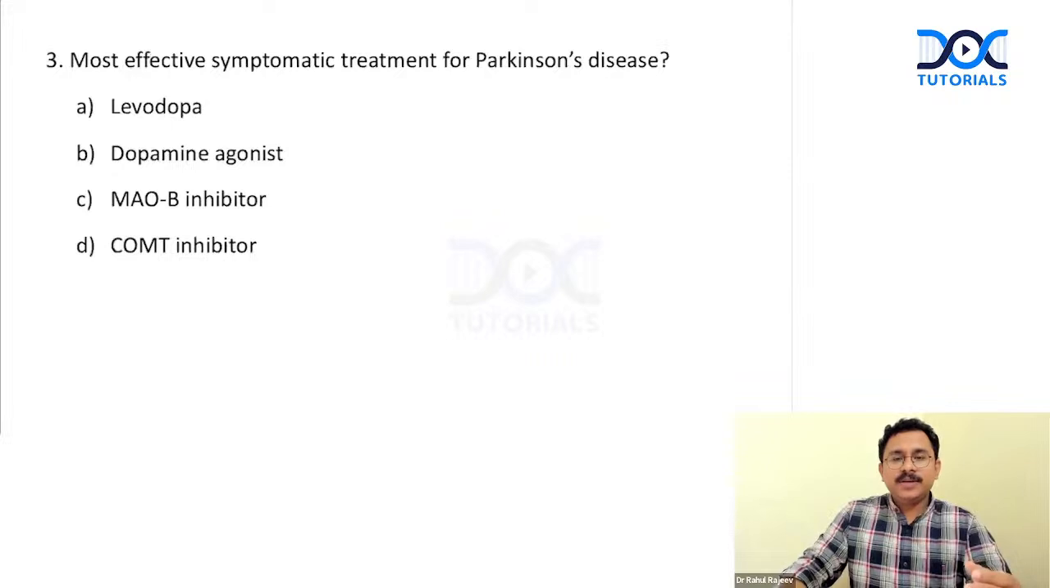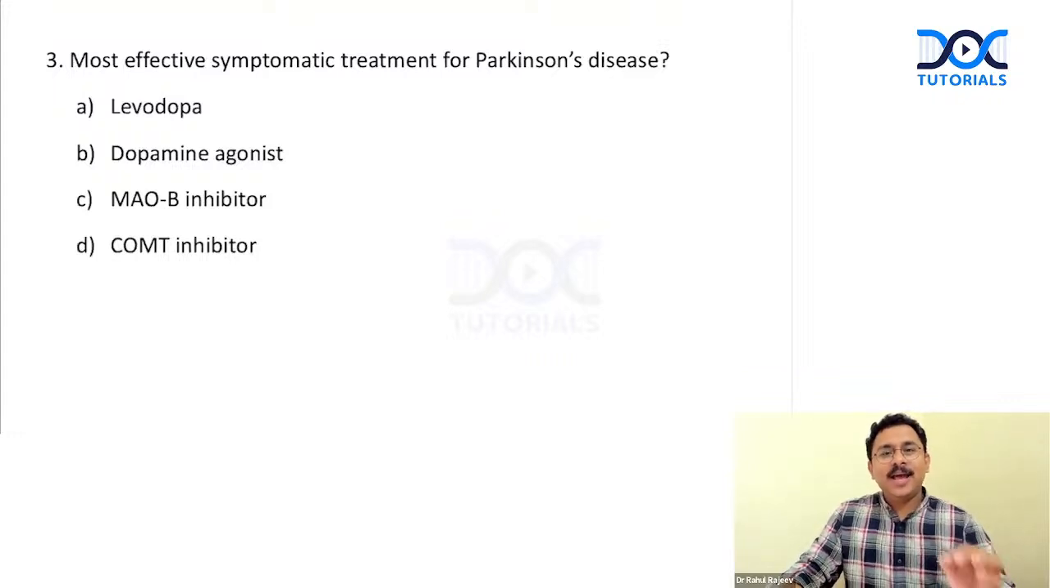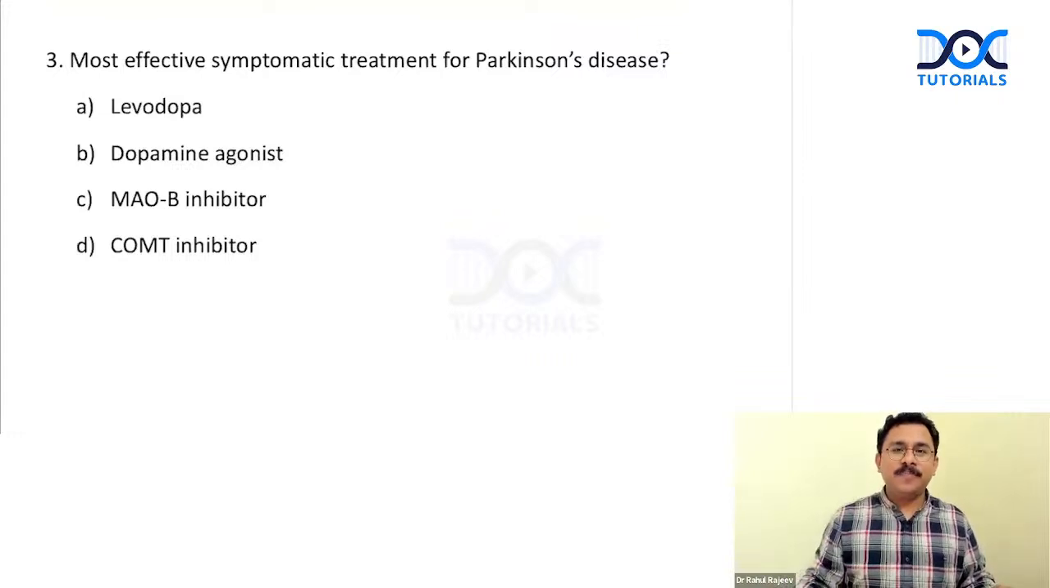Most effective symptomatic treatment for Parkinson's disease. Is it levodopa? Is it dopamine agonist? Is it MAO-B inhibitor? Or is it catechol-O-methyltransferase inhibitor? Tell me in the comment section, what do you think is the answer? Well, all the options which are given are drugs which are available in the armamentarium of treatment of Parkinson's disease. So which was the first drug that came?